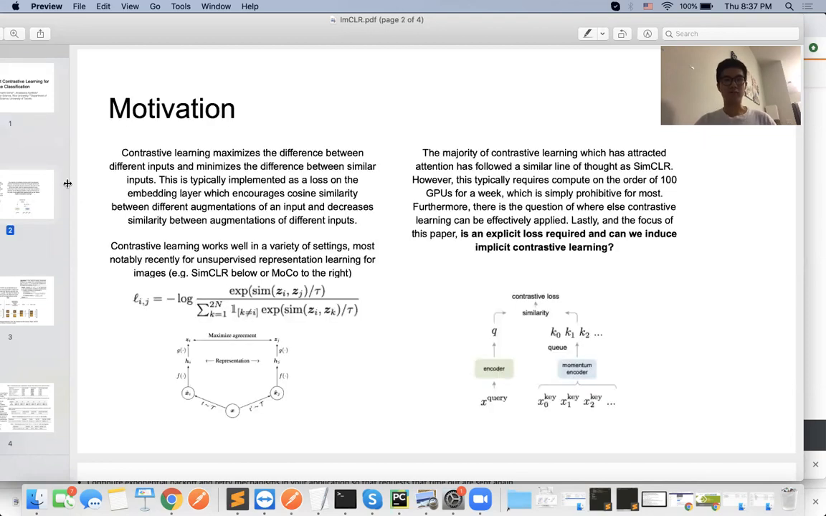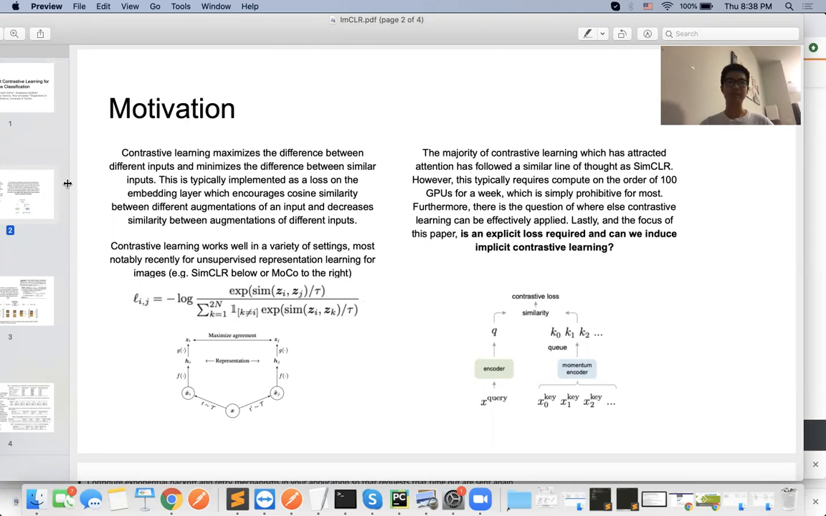So the first thing, what is the motivation for this work? Well, contrastive learning is an effective way for unsupervised representation learning. And while it's been applied to a variety of places, it's achieved the most attention and the best results recently in this area. The primary idea of contrastive learning is that you want to maximize the differences between different images and minimize the differences between similar images.